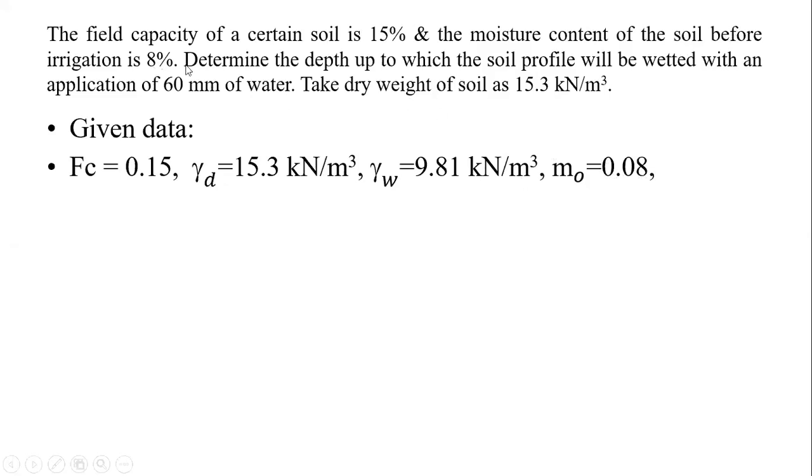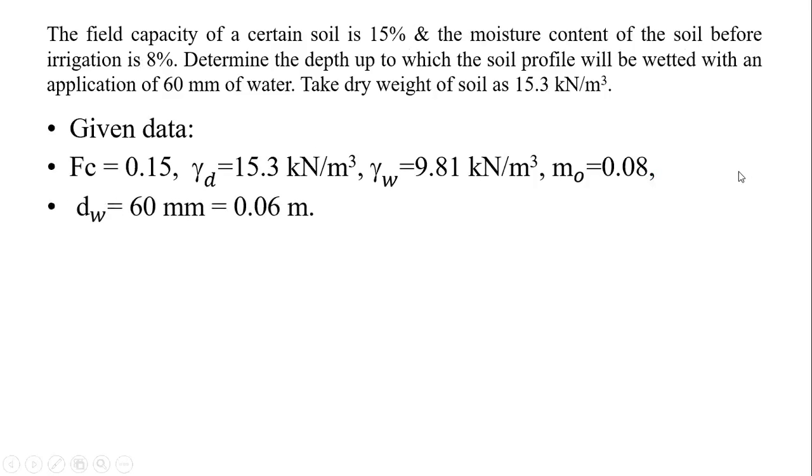Then what they told us, the moisture content of the soil: irrigation has been started when the moisture content in the soil has reached down to 8%. That means when the optimum moisture content became 8%, that is when it reduced, from there onwards irrigation has started. Up to where? Up to field capacity 15%. So field capacity 15% and optimum moisture content 8%. So that is 0.08 we can say.